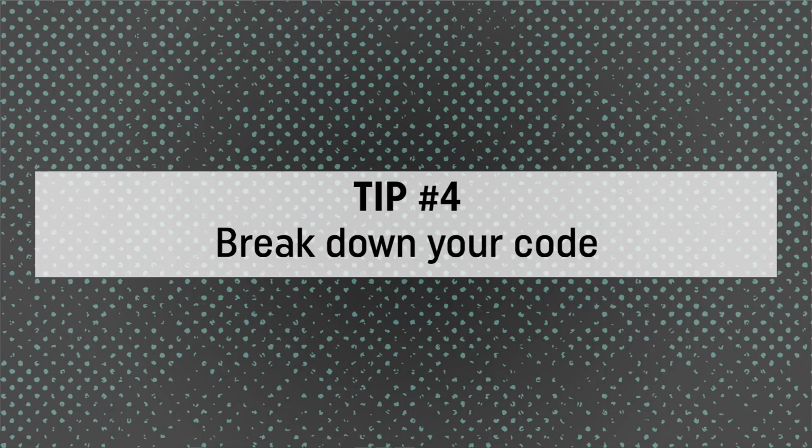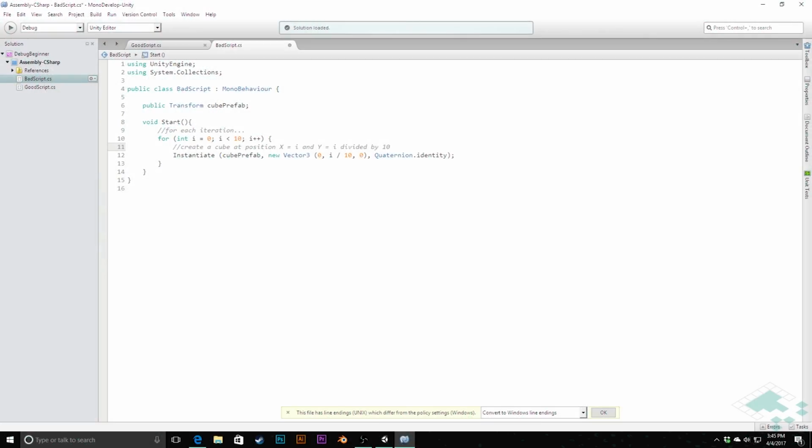Tip number 4, break out your code. When you start getting a little bit more of a handle on working in C#, it can feel really good to put a lot of stuff into one line of code and get a lot done with one method call. However, especially when you're first starting out, it can be really difficult, when there is an issue, to parse out what the problem is and unpack the code that you have there.